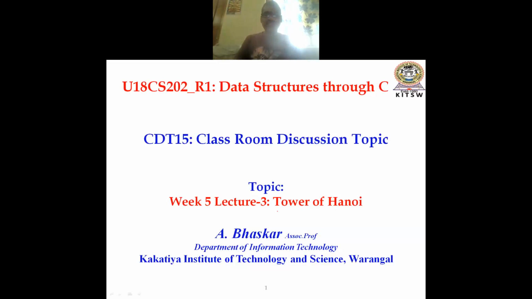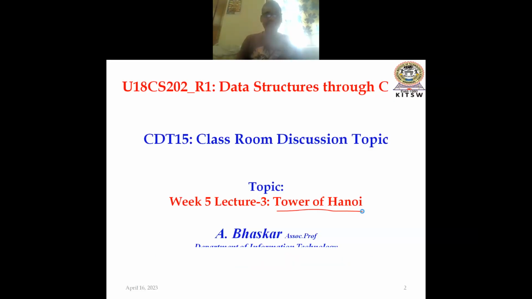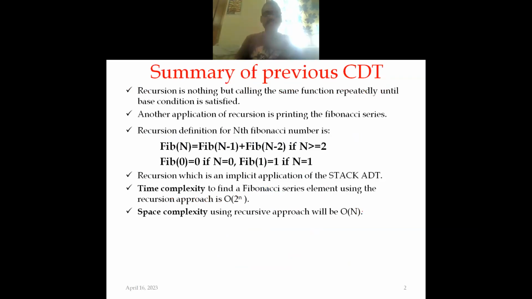In this particular CDT, we would like to discuss how we solve the Tower of Hanoi puzzle. The summary of the previous CDT is that we had a discussion on recursion and another important application of stack, the Fibonacci series, and how the Fibonacci series is printed using recursion. This is the recursive definition of the nth Fibonacci number. To print the series, we used this function in a for loop.